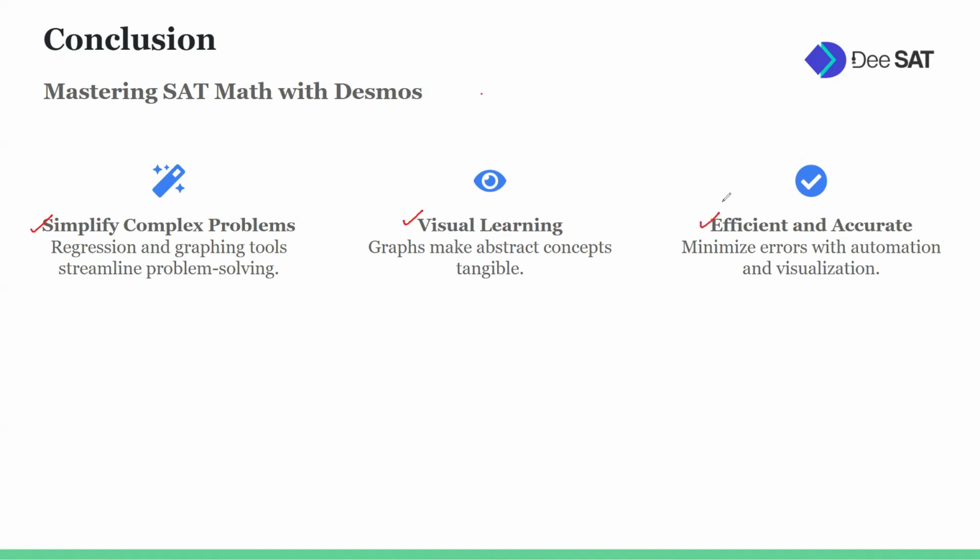Efficient and accurate. By automating calculations and minimizing human error, Desmos ensures both efficiency and precision. This is crucial for SAT prep, where time and accuracy can make all the difference. Desmos is more than just a tool, it's a game changer for your SAT math preparation. Use it to build confidence, save time, and solve problems smarter, not harder.